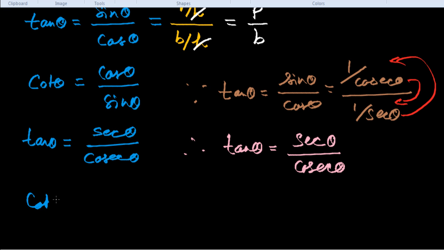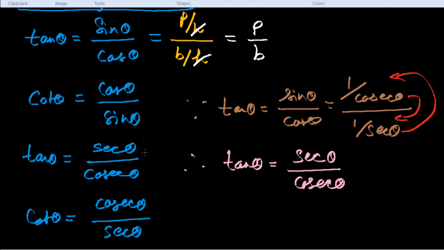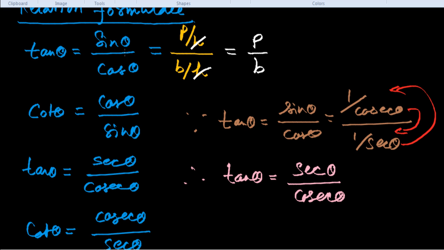So in this way we have got tan theta is equal to sec theta over cosec theta. Now cot theta, because cot theta is the reciprocal of tan theta, similarly we have to do the same process here. So cosec theta over sec theta. So these are the relation formulae of trigonometric ratios.